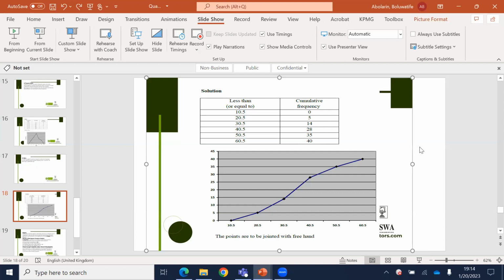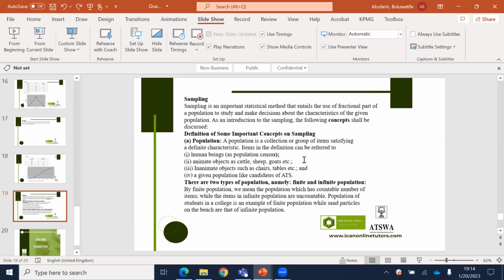So now, do you have any other question as I was saying earlier? No question. Okay, so the last one we're going to show today is sampling. Then we're going to explain briefly what it is. Sampling is an important statistical method. I'm sure I might have explained it before.